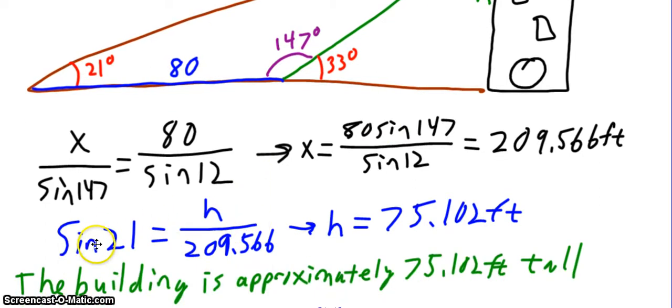So then I just used right triangle trig, aka SOHCAHTOA, aka what we do, and I did sine of 21 equals h over 209.566 because all I'm doing is sine of an angle equals the opposite over the hypotenuse. Again, you could use law of sines here though by doing the sine of 90, but you don't need to. So then I get h is 75.102 feet.